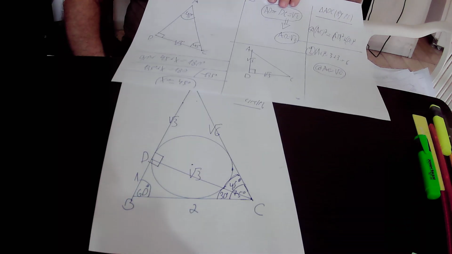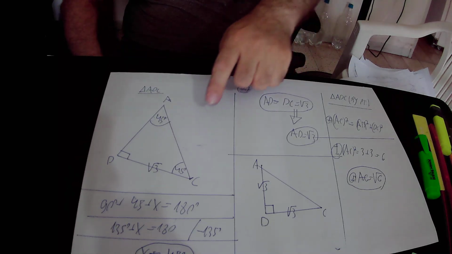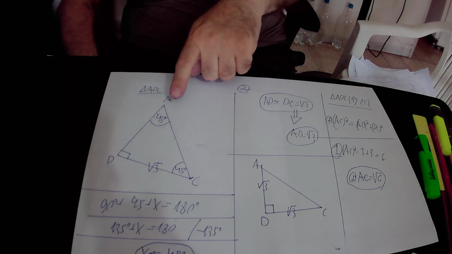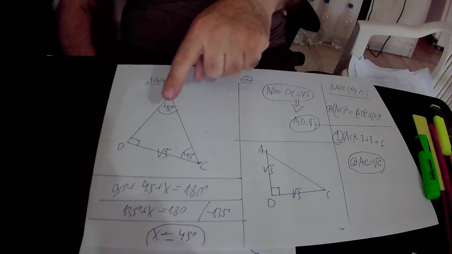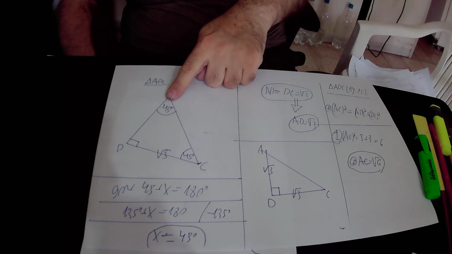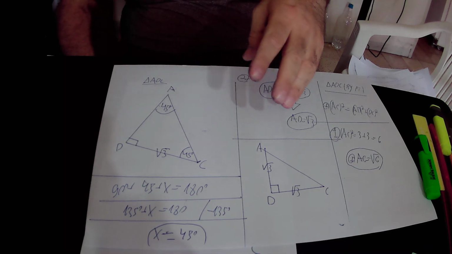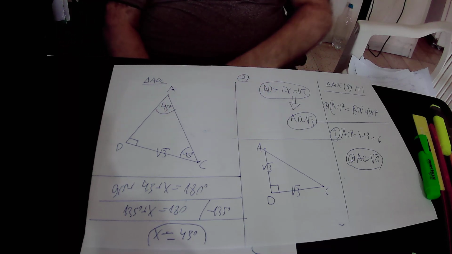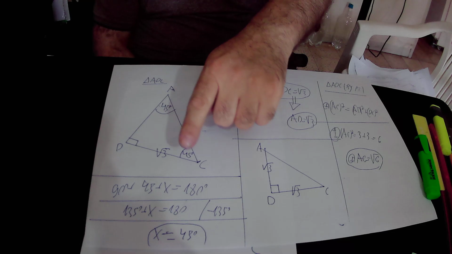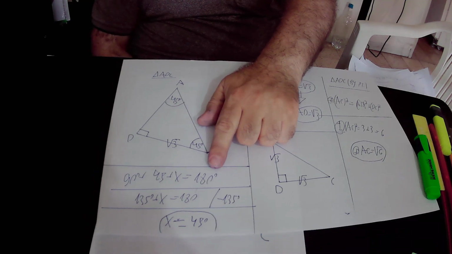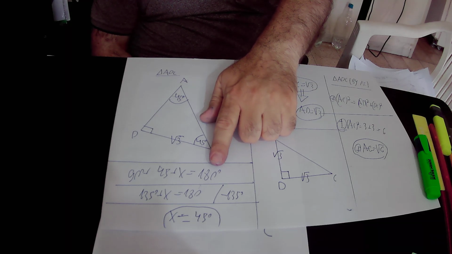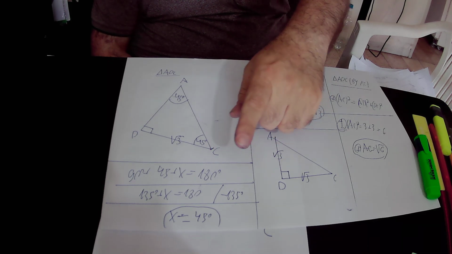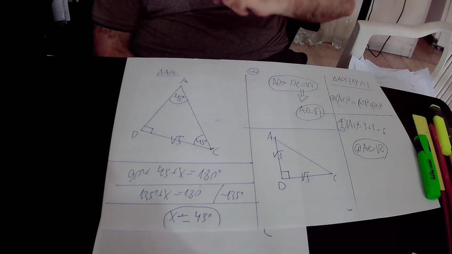So angle ACD, this angle equals 45 degrees, this angle equals 90 degrees, and this is the missing angle. The sum of the angles in triangle ADC is 180 degrees, that is to say 90 degrees plus 45 degrees plus the missing angle X. In total they must equal 180 degrees. 90 degrees plus 45 degrees is 135 degrees, plus X must equal 180 degrees. We subtracted 135 degrees and found that the missing angle X equals 180 degrees minus 135 degrees, which is 45 degrees. So here, this angle equals 45 degrees.